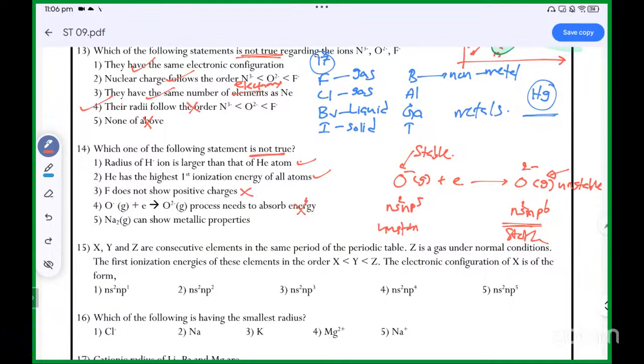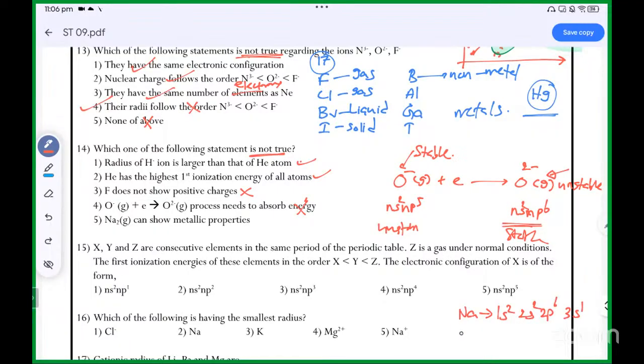N2 gas can show metallic properties. මේක ඔයාලගේ ස්කෝප් එකේ තියෙන එකක් නෙමෙයි. හැබැයි මම මේක පොඩ්ඩක් explain කරන්න try කරන්නම්. Sodium is having 1s2, 2s2, 2p6, 3s1. Right?